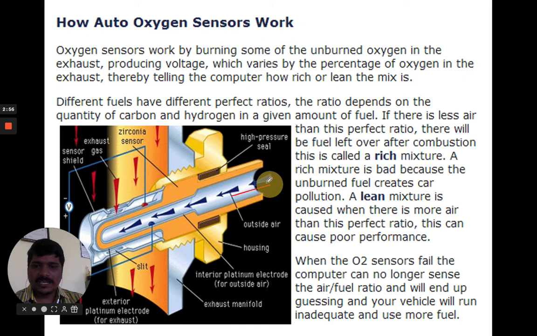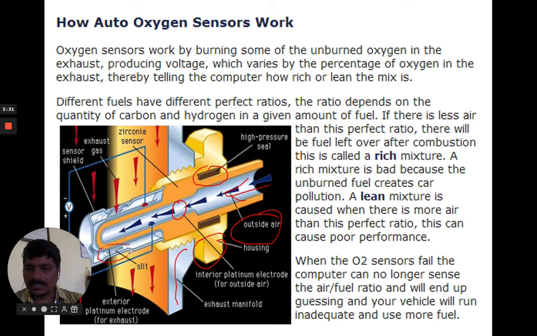So this is the inlet part and this is the outlet. Here you can see this part is called the high pressure seal, and this is the outside air. The golden part you are seeing is the housing. The white part is called the interior platinum electrode. This part is the exhaust manifold, and these parts are called the exterior platinum electrodes.